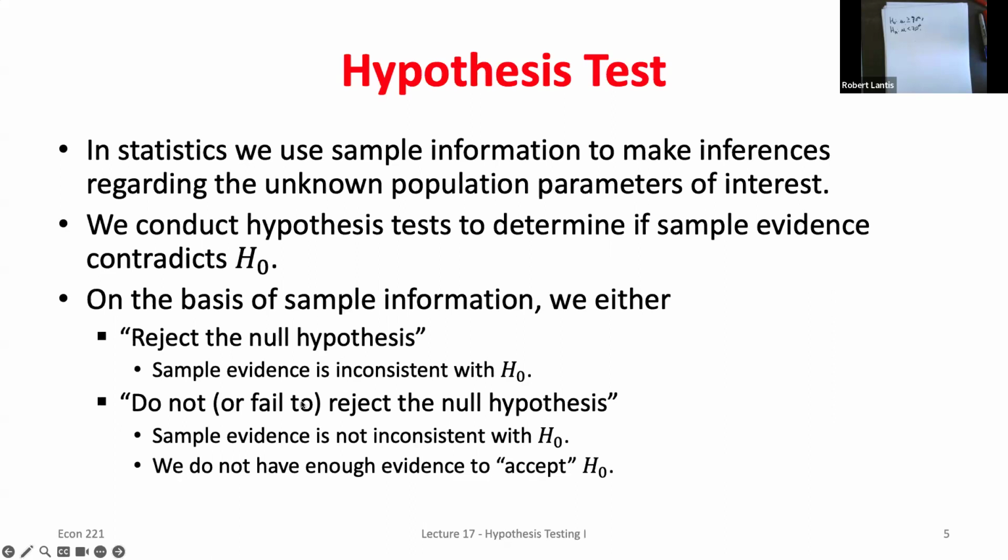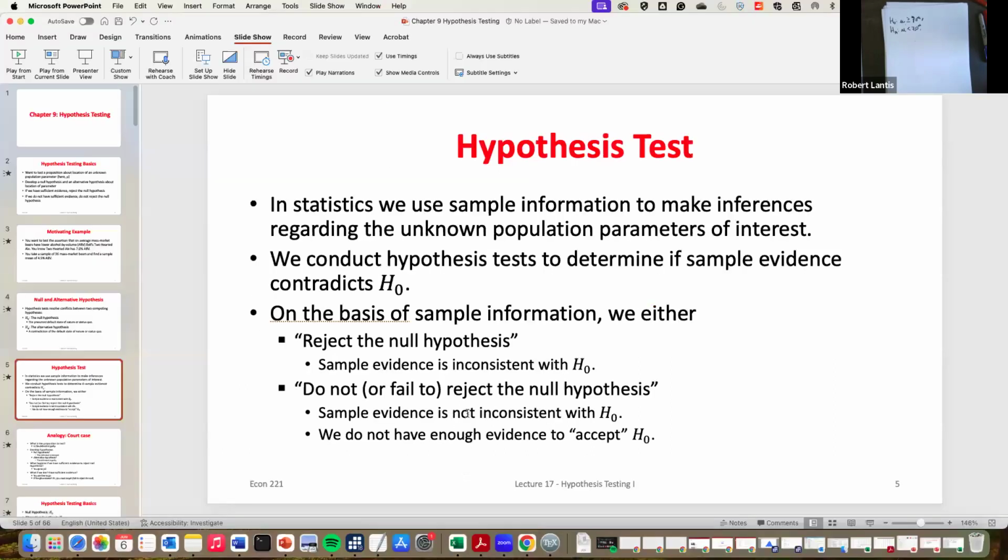Now, when I fail to reject the null, sometimes it's because I find sample evidence that does support it. I could fail to reject the null because I found evidence that really supports the null or is consistent with the null hypothesis. So it's not inconsistent. I guess I shouldn't be using double negatives here.